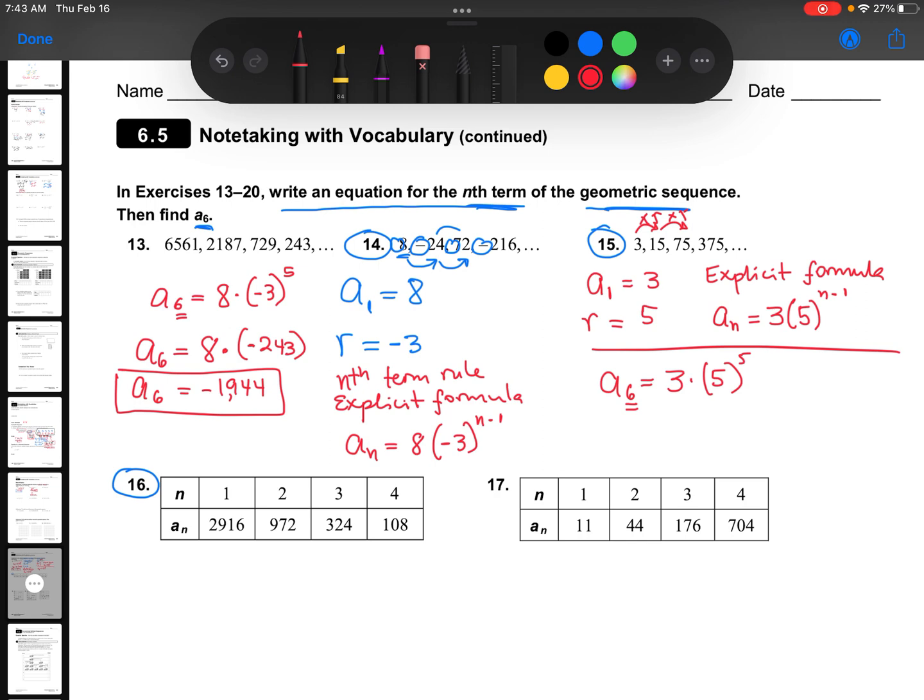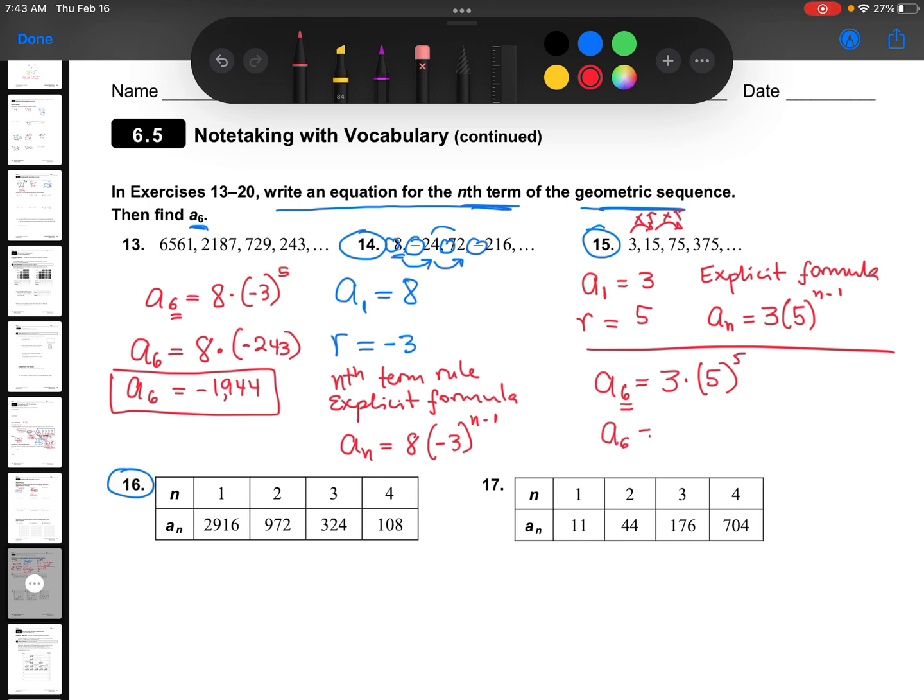So once you do that, remember, you do the power first. Don't do 3 times 5 equals 15. Please don't do it. So this is going to be 3 times, and we solve this power first, which, by the way, is 3,125. And then you just do this multiplication by 3. So then you will have A6 equals 9,375. Here's your answer.